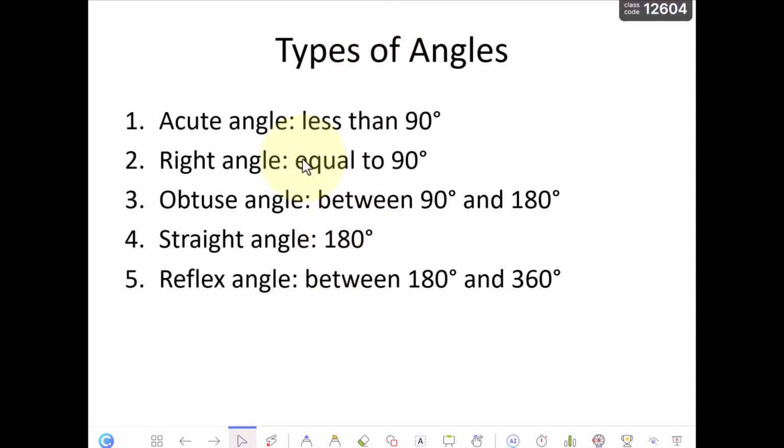Various types of angles we have. So when the angle is less than 90, we call it acute. Please don't forget this. That is an acute angle, an angle less than 90 degrees.